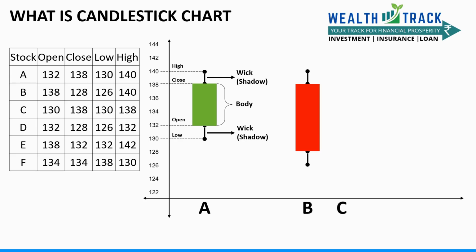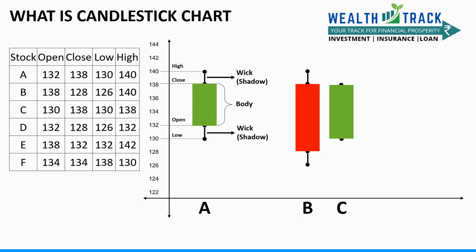So now we will go to the third stock, which is stock C, and here the opening price is 130 and the closing price is 138. Again, the closing price is higher than the opening price, hence it will be a green color candle. However, if you see, the stock's highest price is also 138. So because the stock's highest price is also 138, you will not find a shadow or wick on the higher side. Why? Because the stock closing price and the highest price both are the same.